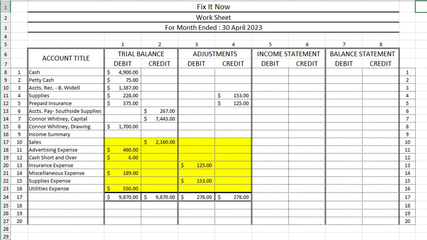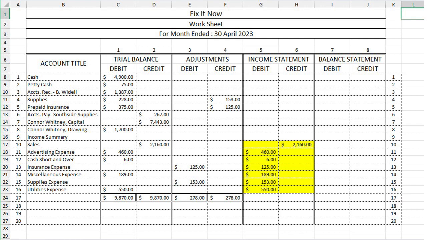Let's start with the income statement column. This column has all of the income for the month. Starting on line 10, we copy everything from the income summary row down from the trial balance columns and the adjustment columns into the income statement columns. Take a moment and copy the values over. Like the previous columns, we need to use the sum command to calculate the subtotals of each column.